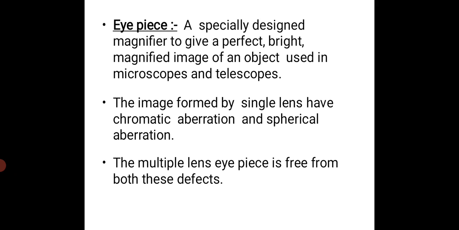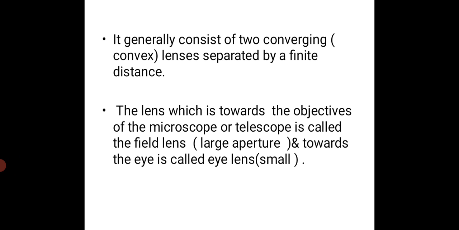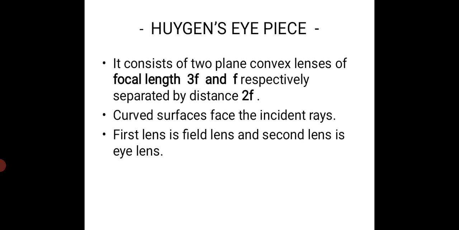The image formed by a single lens has chromatic aberration and spherical aberration. A multiple lens eyepiece is free from both these defects. It generally consists of two converging, that is convex, lenses separated by a finite distance. The lens which is towards the objective of the microscope or telescope is called the field lens, which has a large aperture, and the lens which is towards the eye is called the eye lens, which has a smaller aperture.